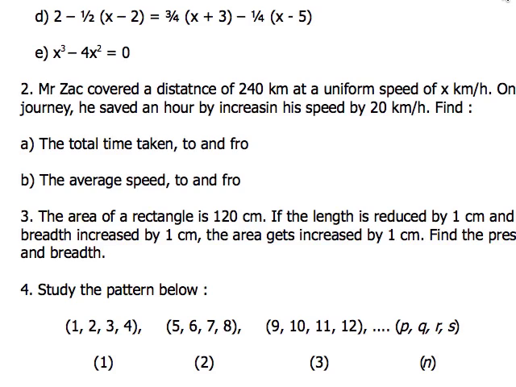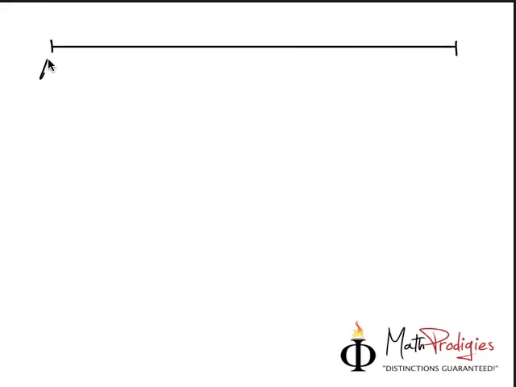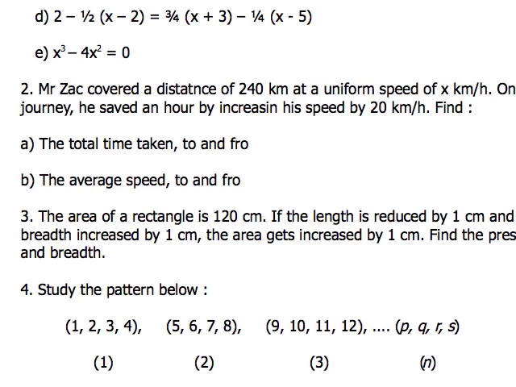Now, for this kind of question, it's very simple because all you have to do is start drawing. And when you start drawing, it becomes very obvious. So let's simply draw the distance first. I'm going to draw a line as straight as possible, and then draw one line over here and one line over here. This is where he starts. I'm just going to call it point A and point B. In this case, the distance is 240 kilometers.